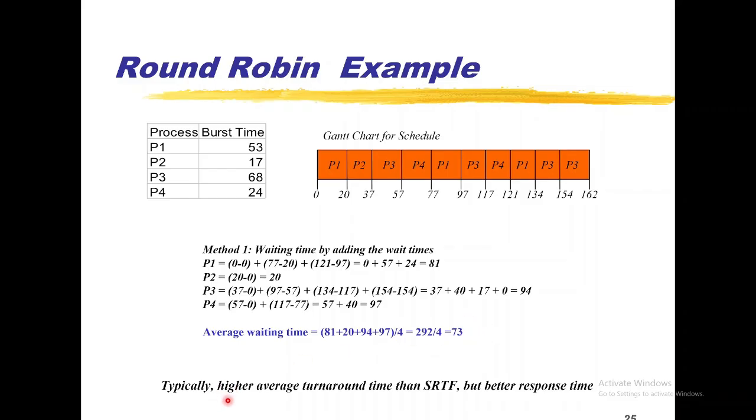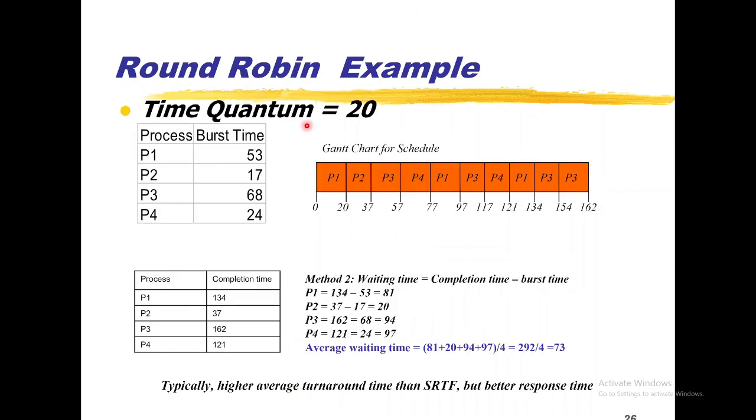So typically, round robin gives a higher average turnaround time than shortest remaining time first, but it has a better response time because everybody gets served faster. It usually has a longer turnaround time before a person will feel finished. It takes some more time.